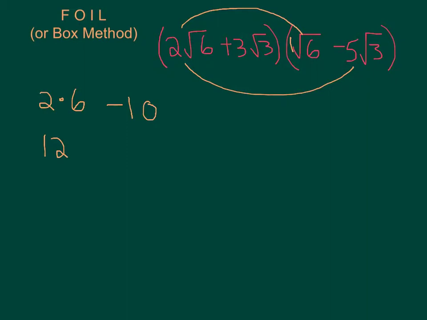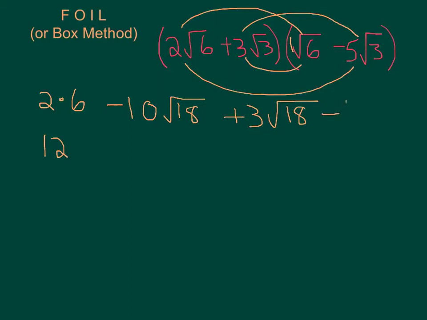And the square root of 6 times the square root of 3 is the square root of 18. Okay, inside, 3 times 1 is 3, and the square root of 3 times the square root of 6 is the square root of 18. So first, outside, inside, and then last, multiply the coefficients.